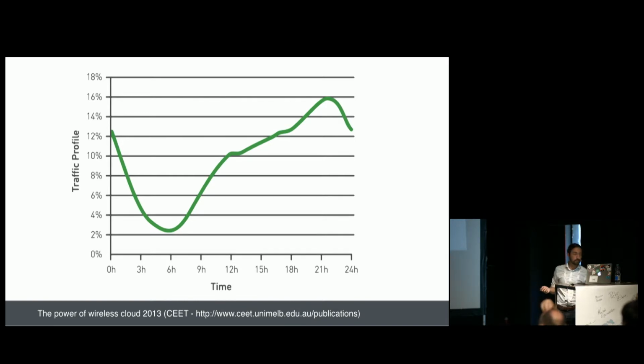But this is essentially how everyone uses the internet. You can see that most of us are asleep. We don't tend to use the internet that much when we're asleep. Then we all go to work, so we start using it more here. Then at the end of the day, we all go home and watch Netflix. So that's the graph of usage.